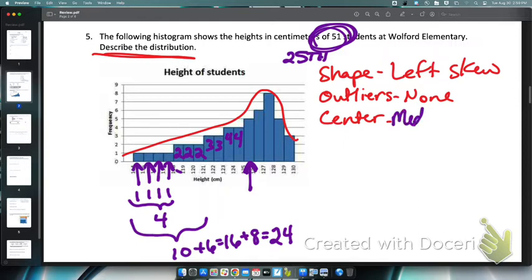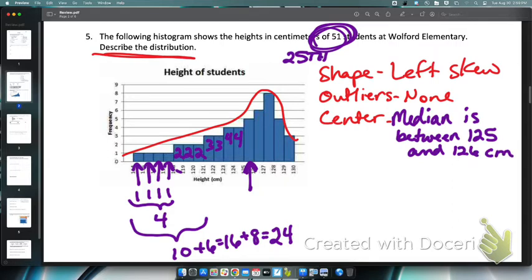So my center, my median, is between 125 and 126 centimeters. So maybe the kid could be anything from 125 to 125.3 or 125.2 or 125.7 or whatever. So, all right, so there's my center. And then my spread. This data goes from my lowest value, which is 114, to my highest value, which is 130. And there's my spread. So shape, outlier, center, spread. Anytime you're asked to describe the distribution.